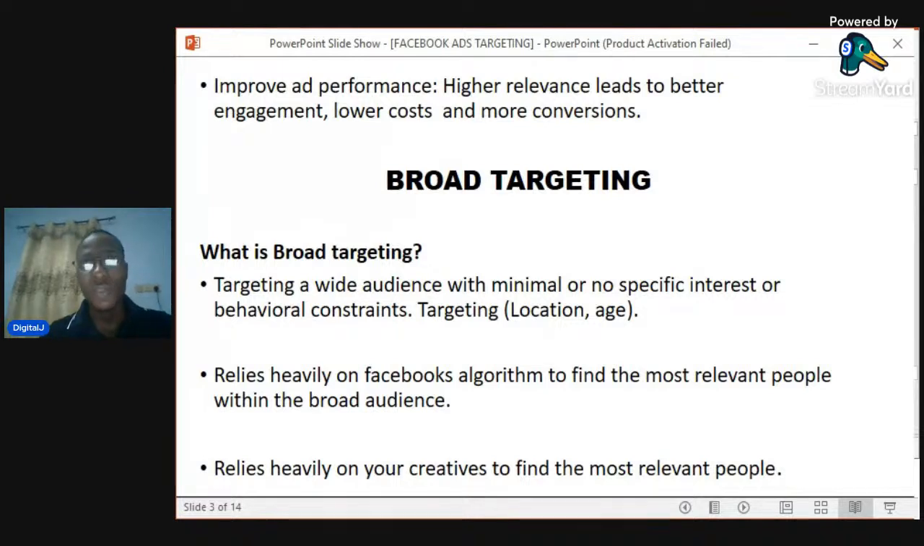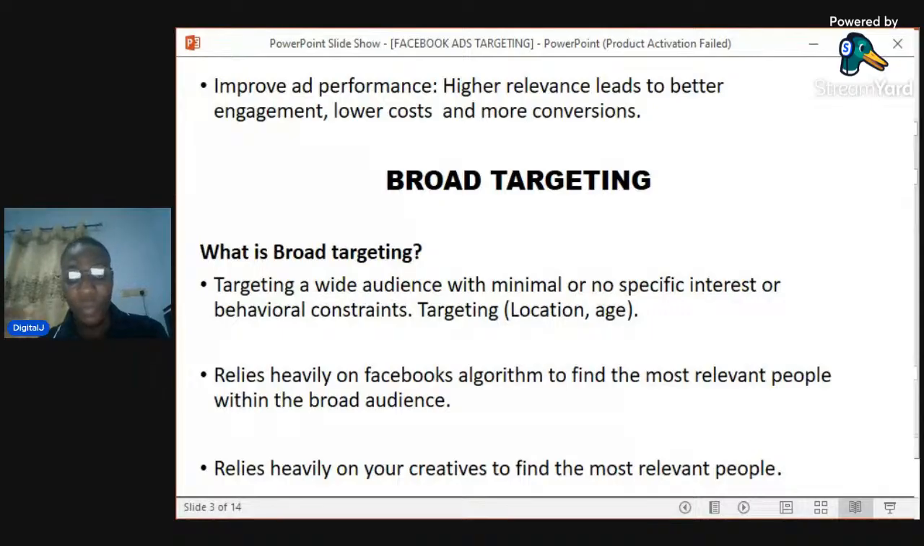There is really no need for you to start picking interest. Understand? If you want to do broad targeting, what you simply do is target these persons based on location and based on age. Target the location that you feel has the buying power to purchase what you are selling, and target the age range that will be interested in what you are selling and can afford it. So that's basically broad targeting. You are targeting based on location and based on age.